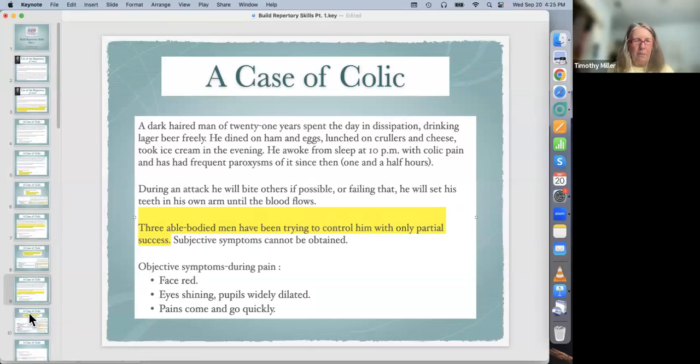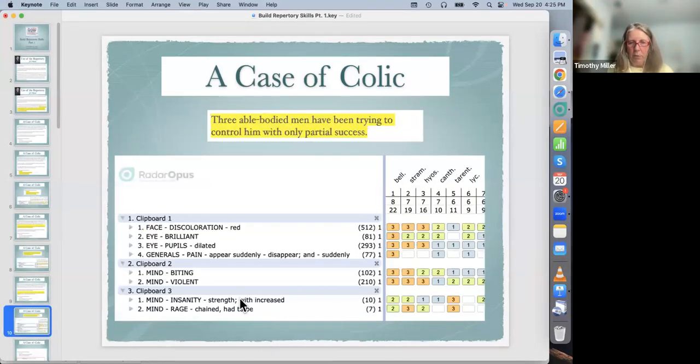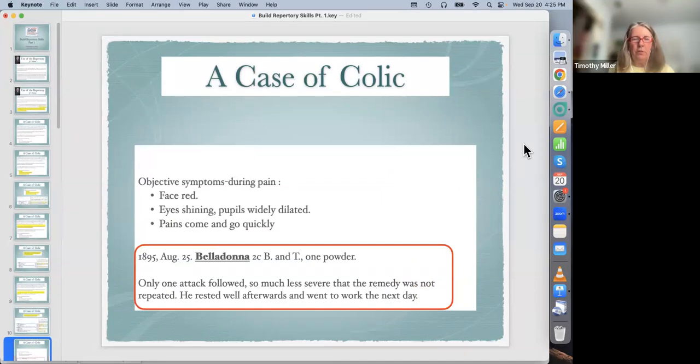There's the 3 able-bodied men. That's that clipboard. I got a couple of rubrics from there. And let's see what the prescriber concludes. As we would expect, the patient had a dose of belladonna, only 1 attack followed, and it was so much less severe that the remedy was not repeated.